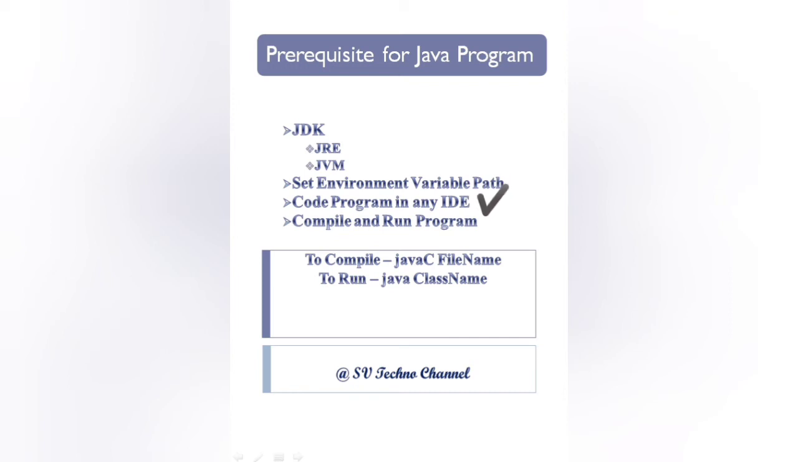The most famous IDE for writing the Java program is Eclipse, which provides the inbuilt tools, so we don't need to write too much code. In the last step, you can compile and run the Java program. To compile any Java program, you need to use the javac command, and after that the file name. And to run the Java program, you need to use the java command, and after that the class name.